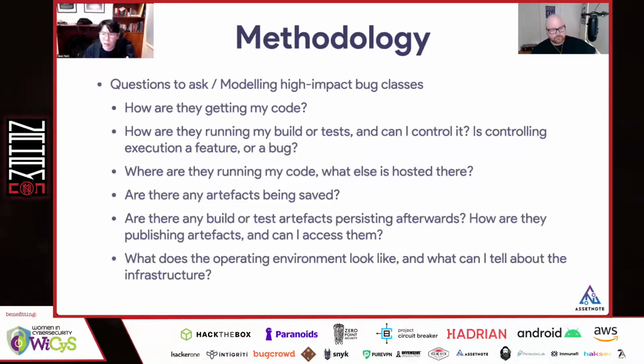So while poking around inside a running CI job, you should go hunting for those secrets and see how they're stored and see if you can access other people's data or access secrets for other users. The next question you can ask is, how are they running and building my tests, and can I control this?